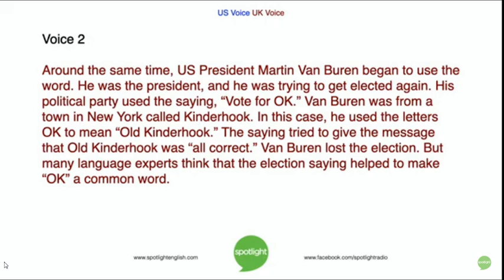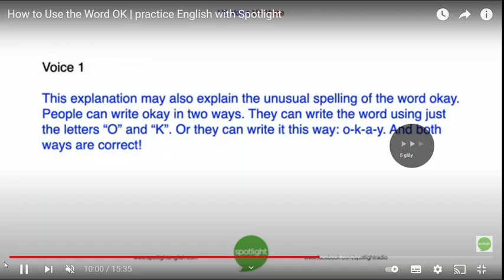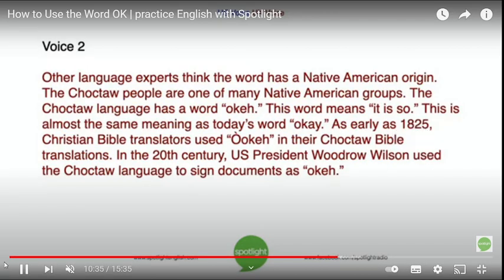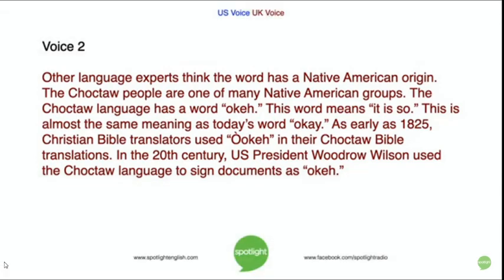Van Buren lost the election, but many language experts think that the election saying helped make okay a common word. This explanation may also explain the unusual spelling of the word okay. People can write okay in two ways. They can write the word using just the letters O and K, or they can write it this way, O-K-A-Y, and both ways are correct.